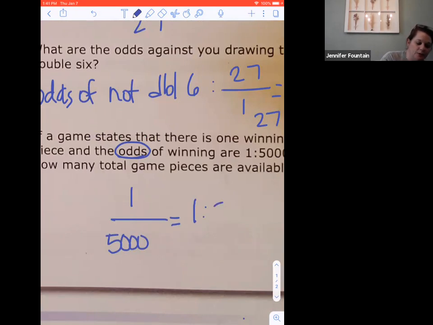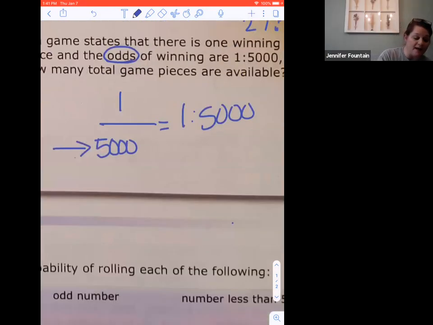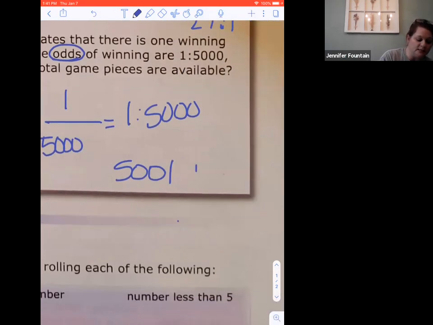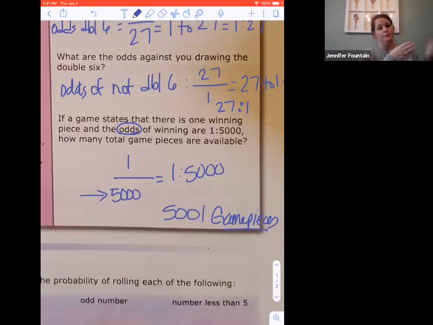Okay, so remember that when I'm taking this number into account with odds, that means I have taken away the chance of something happening. So what is the total number of game pieces if my odds are 1 to 5,000? 5,001, right? So there are 5,001 game pieces. Okay, so I had to take whatever that number is and add back the number that are possible. Okay, any questions on that one?